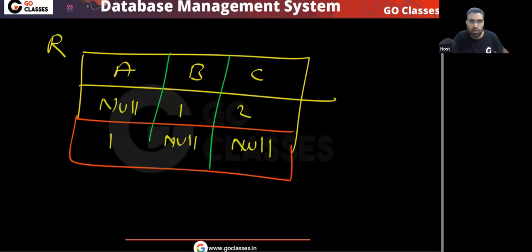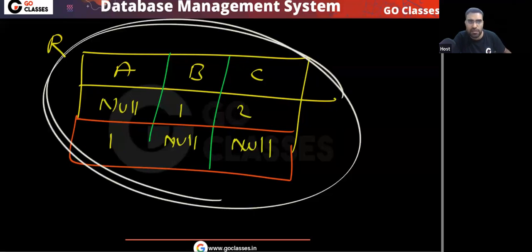Why? Because the relational model is a theoretical model. SQL is a practical language. You can do coding in SQL. You cannot do coding in relational algebra, which we will study. Relational algebra is a theoretical language, and the relational model is a theoretical concept. SQL is a practical language. In SQL this table is fine, but in the relational model this table is invalid.